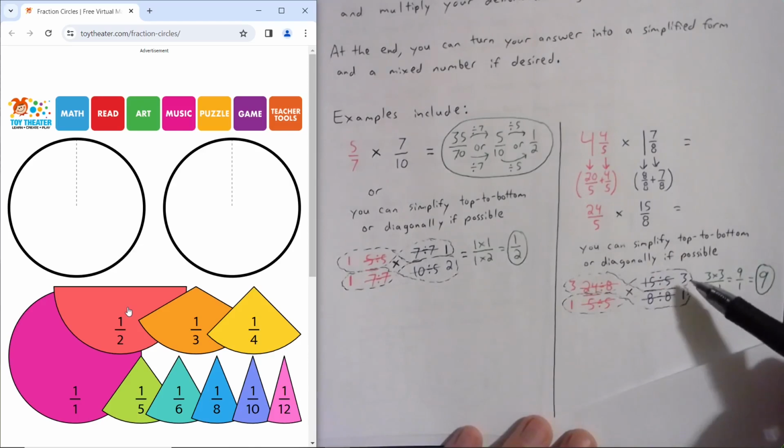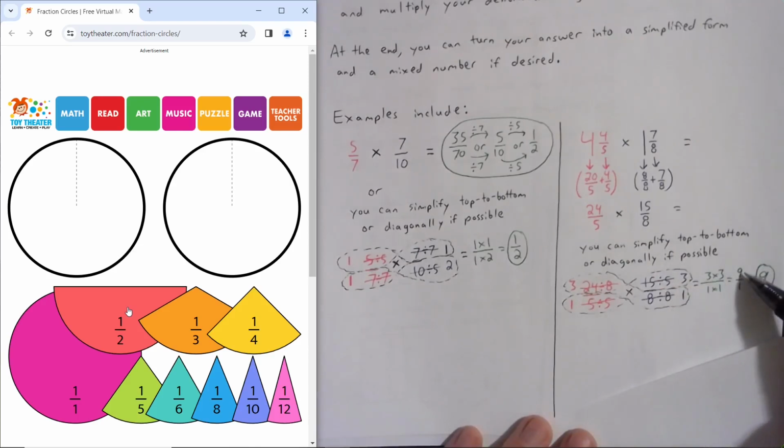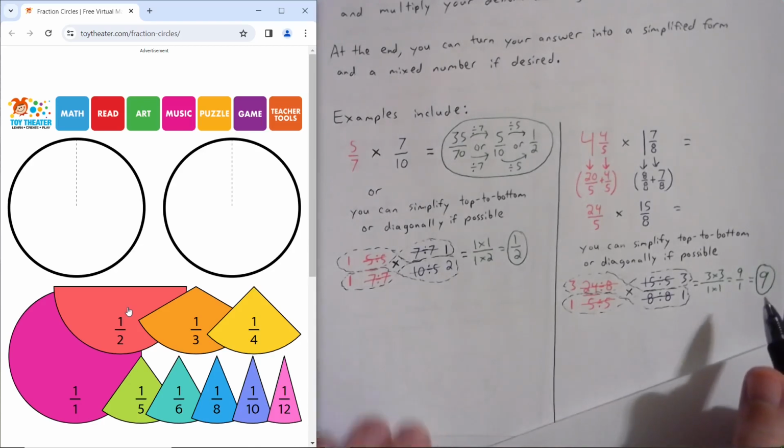So we have 3 times 3, which is 9 for our new numerator, and then 1 times 1, which is 1 for our new denominator. So we have 9 over 1, and 9 whole over 1 whole is just 9 whole overall, right? 9 divided by 1 is 9 whole. So our final answer is 9.